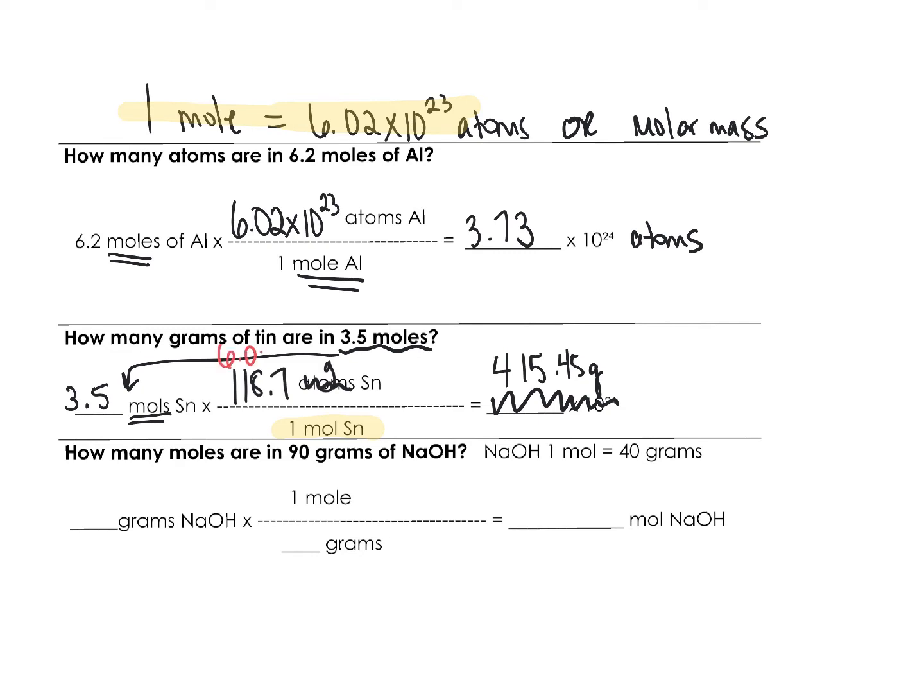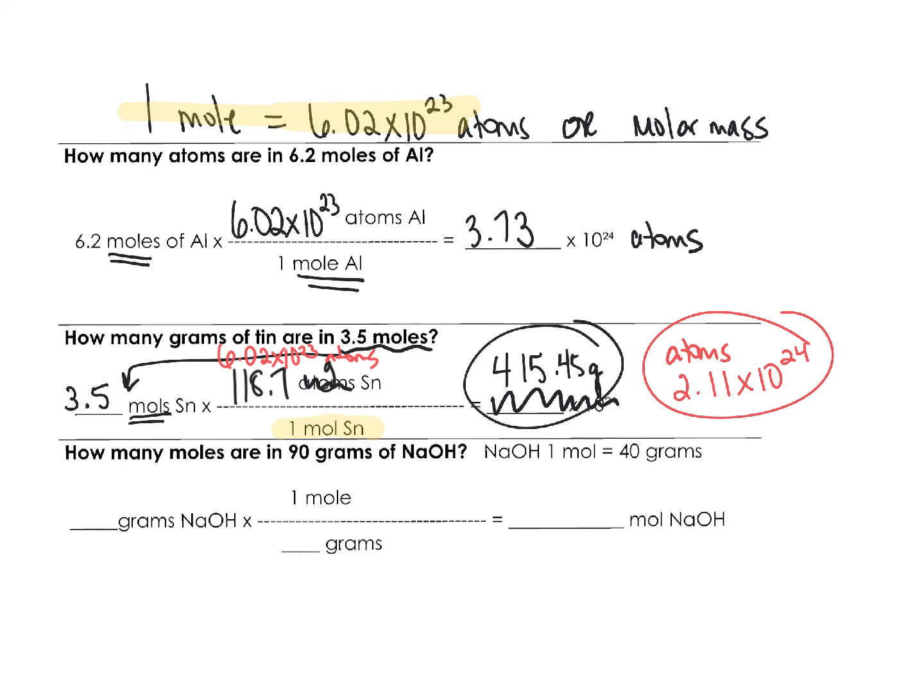Now, if you instead kept it as solving for atoms, with 6.02 times 10 to the 23rd atoms, you'd just be doing 3.5 times 6.02 times 10 to the 23rd power, which would give you 2.11 times 10 to the 24th atoms. So either way you did it is completely fine, just as long as you got one of those two answers, whether you solved for grams or whether you solved for atoms.